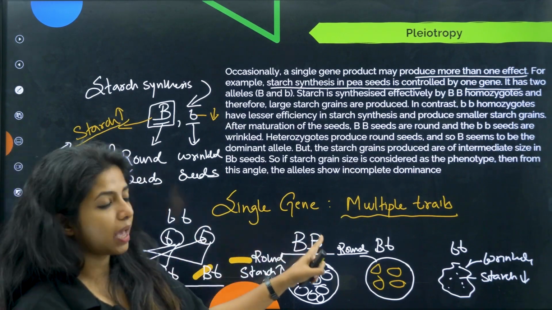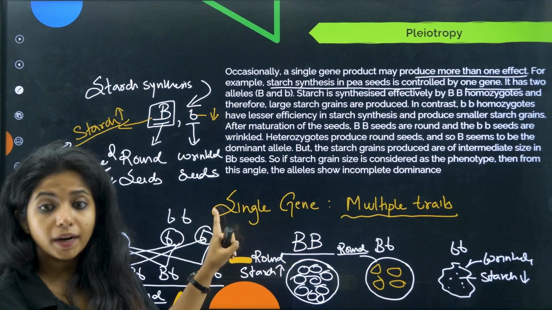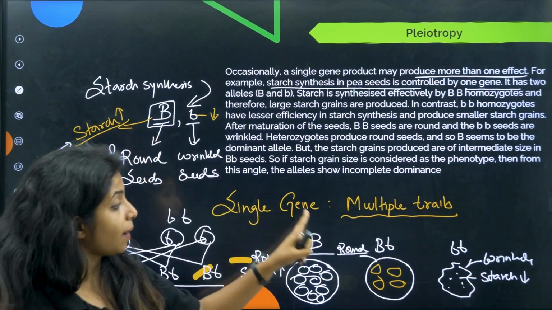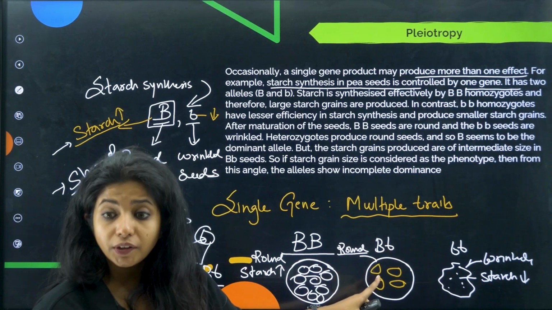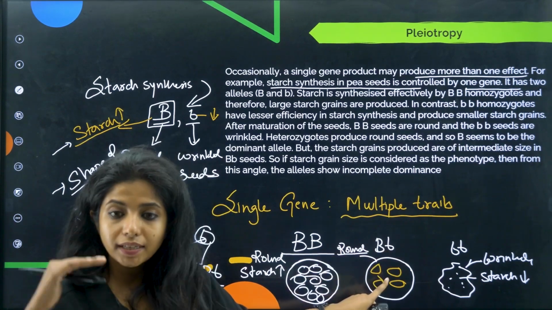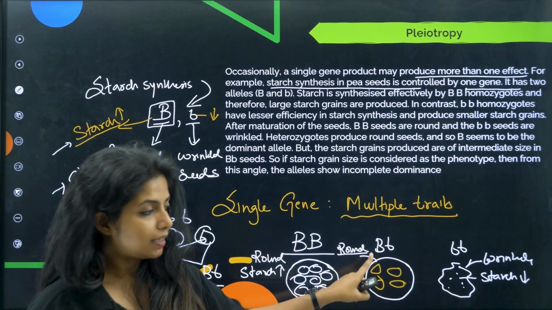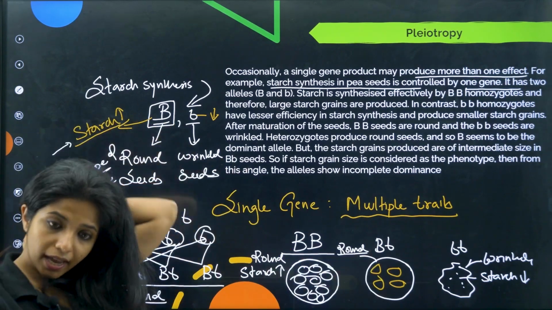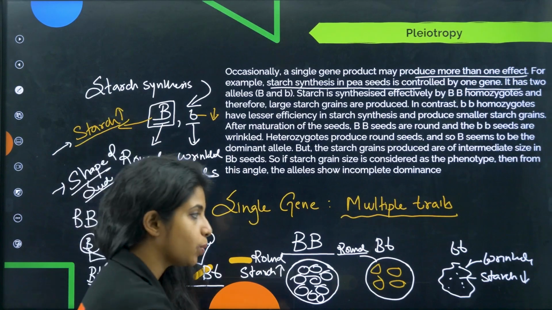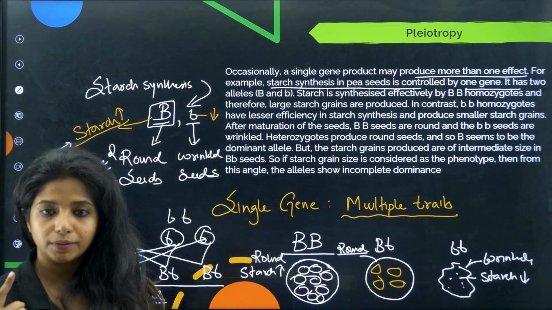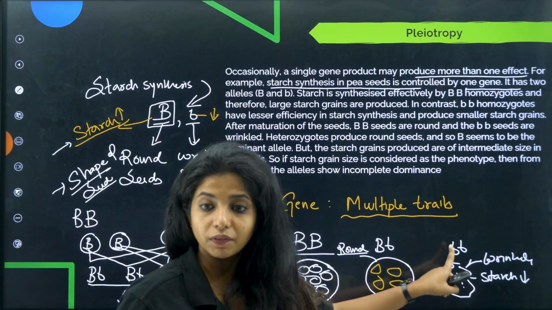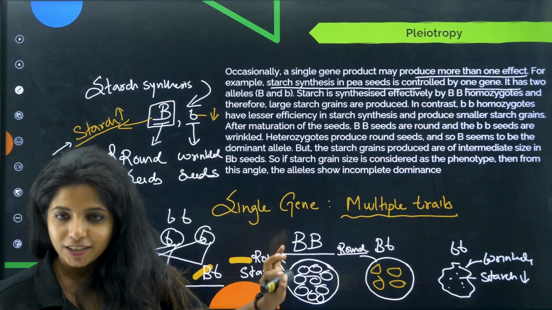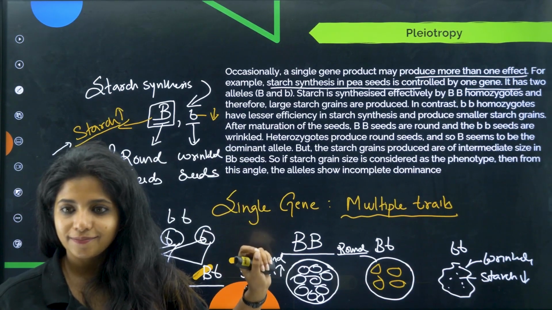So when it's capital B, capital B, obviously it will be round, but the starch content will also be very much because it is also looking for starch. When it is capital B, small b, at this point of time, the starch content is comparatively lesser because this is also responsible for starch formation, right? And here less amount of starch is being formed, which is why this will be of intermediate size even though it's round. Talking about small b, it will be wrinkled and the starch is comparatively very, very less. Did you understand this? Okay.